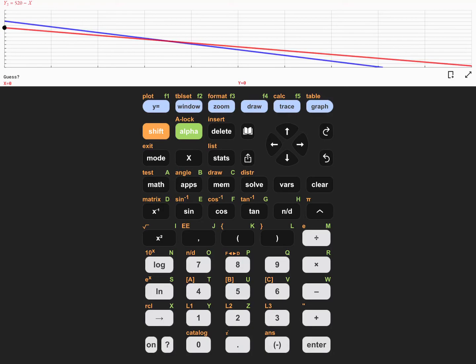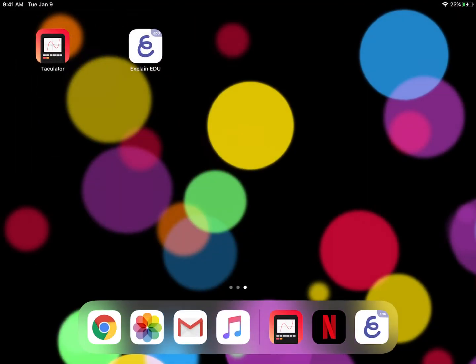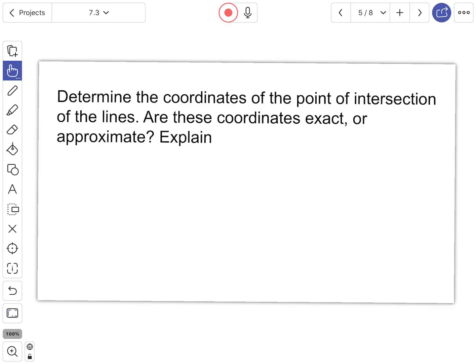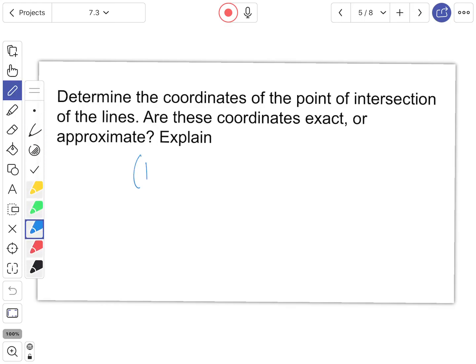So basically, you can say intersect and hit your enter button 3 times, and it's going to spit out an answer. It says x equals 175 and y equals 345. So those are the coordinates where our two lines intersect one another. So let's head back. Determine the coordinates. Remember, our coordinates are x, y. So we're going to write 175, 345 is the solution.